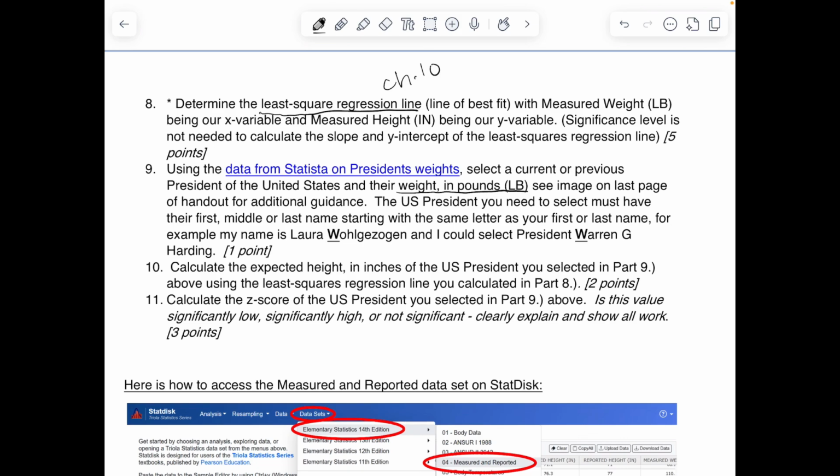This is for 1 point. And again, this is a link on here, and more information is given below. And we'll look at that shortly.